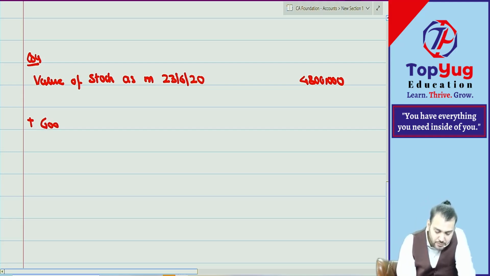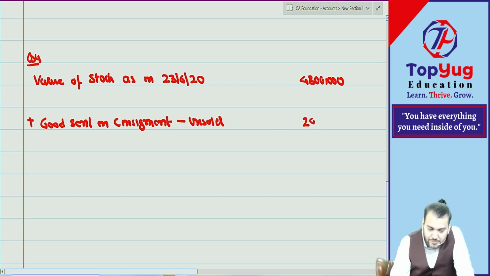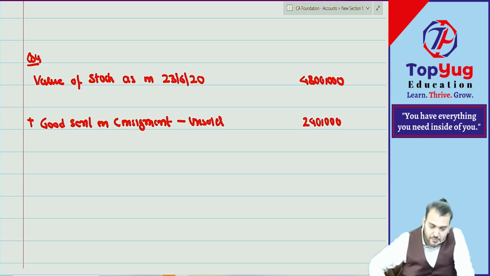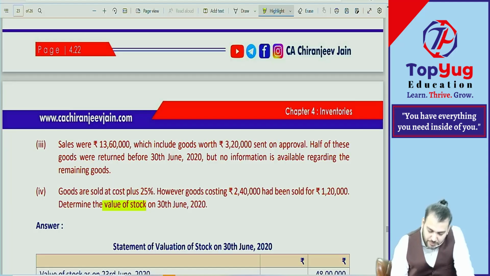Goods sent on consignment. Goods sent on consignment, unsold. It is unsold right now. So how much will we add? 2 lakh 40,000. Correct? Any doubt? Correct. Then what is given?